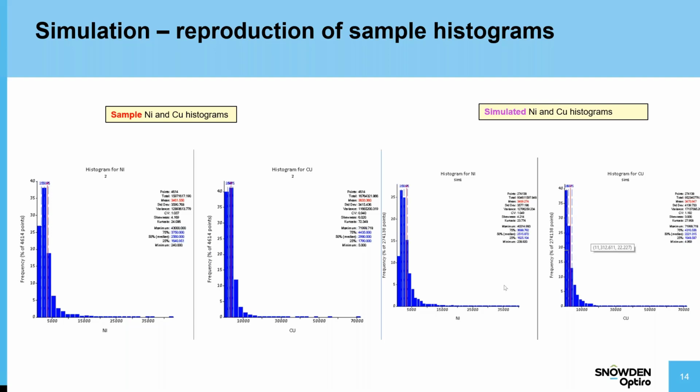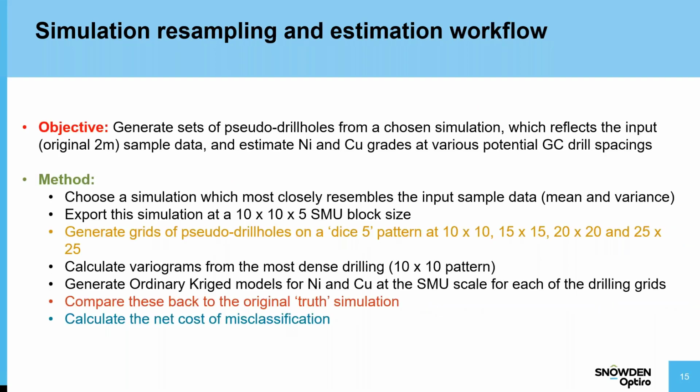So now what we've got is a dense grid of data. In this case, it's a 10 by 10 by 10 model, and then we can use that to represent our truth. So now the way to go is we're basically generating a whole series of pseudo drill hole grids from our single simulation that reflects the input data. We can use that data to generate a series of ordinary Kriging models for nickel and copper at the SMU scale. In this case, the SMU scale being 10 by 10 by 5.